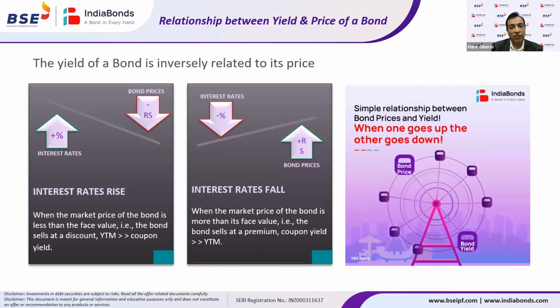So if the price of a bond is higher, then the yield is lower. And if the price of the bond is lower, then the yield is higher. So they are inversely related in structure. Price and yield are always inversely related.